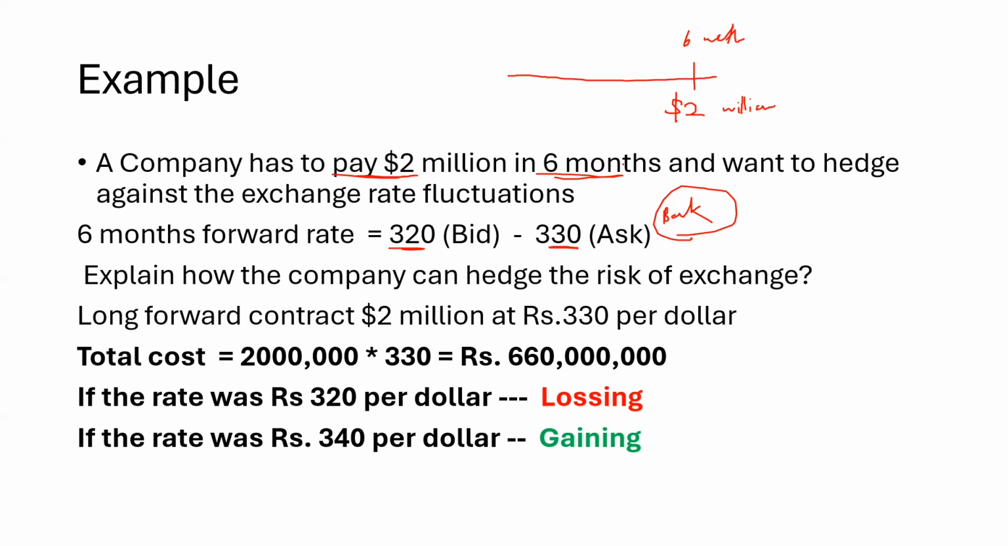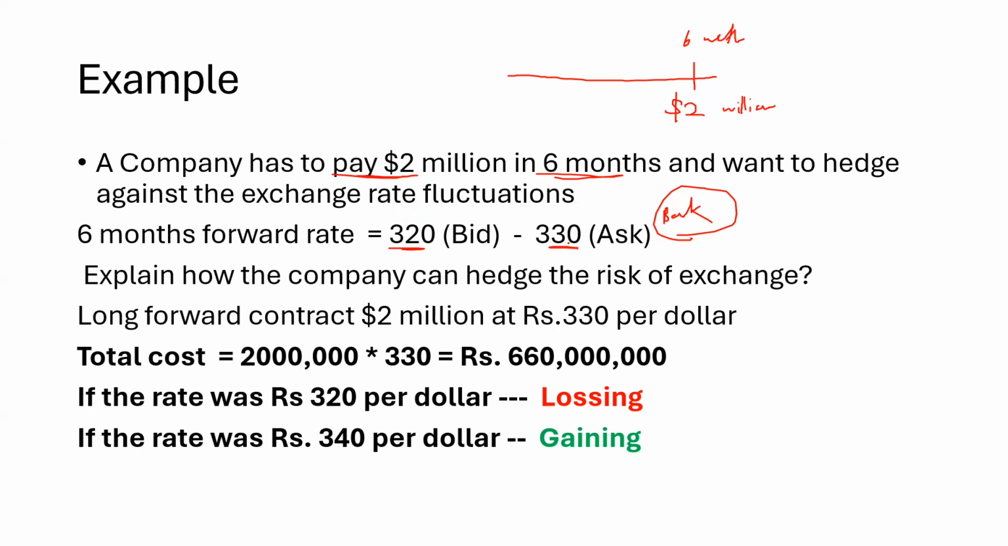So to have $2 million in 6 months time, what should be the hedging strategy that they have to follow is they have to go for a long forward contract. That means they should fix the price now to buy in the future, right? Because 320 is the bank buy rate and 330 is the bank sell rate. So you have to buy from the bank now.